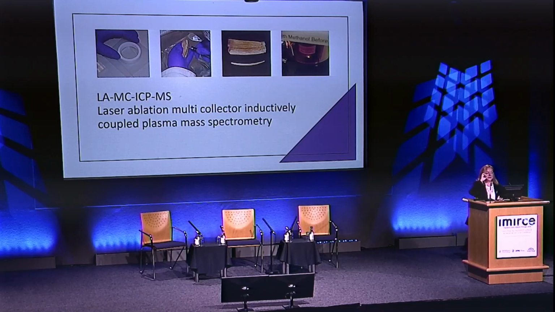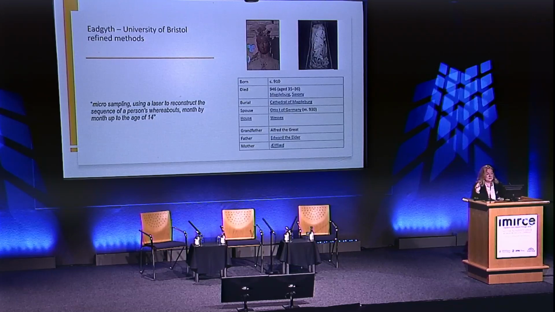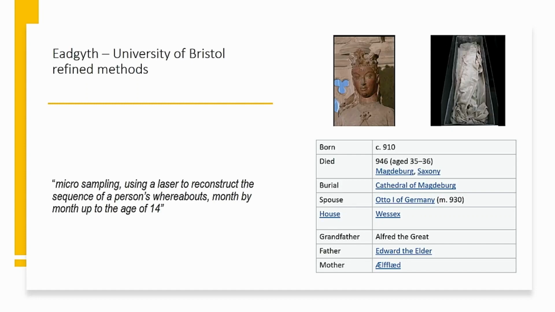Basically, this means that if we've got very precious samples, if we've got individual samples that we don't want to cut into, we can do this on the surface of them and get very, very precise measurements in terms of how we actually read the ratios that we're looking for. And a very good example of that is the work that was done by Professors Horton and Pike at the University of Bristol. They were asked to identify a skeleton that was found in Magdeburg. And the historical suggestion was that she was Princess Edith. So that would make her the granddaughter of King Alfred the Great. So needless to say, a very important individual to be able to identify.